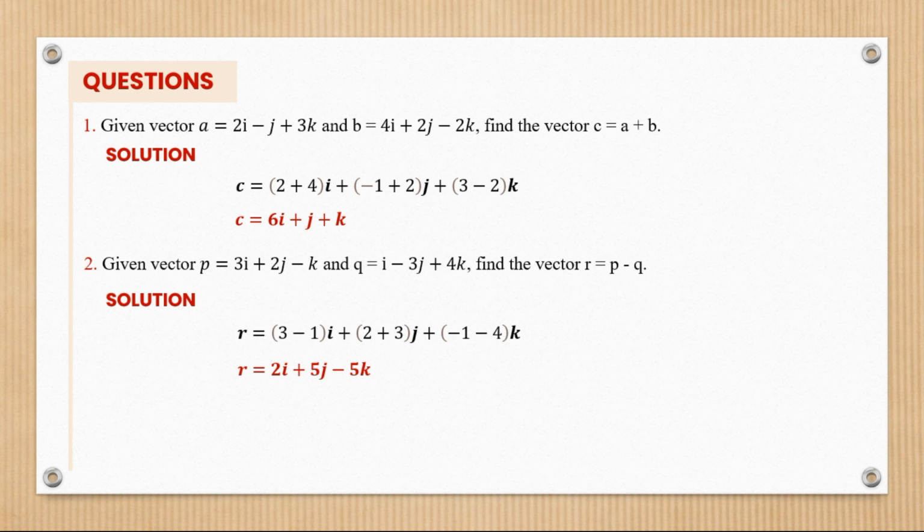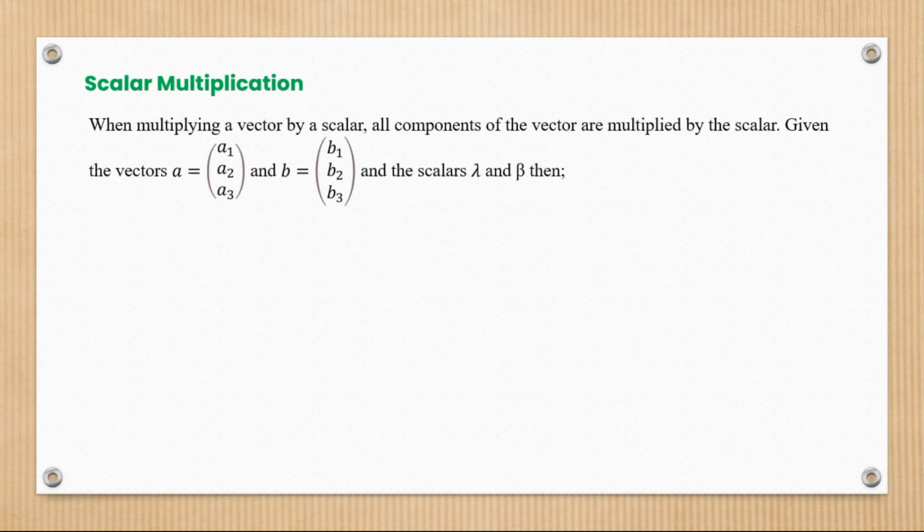So that's how we do vector addition and vector subtraction. So next we look at scalar multiplication. When multiplying a vector by a scalar, all components of the vector are multiplied by the scalar. So for example, given the vectors a, in this case we're representing them in vector form. So remember that this is the same as when we express them in the form of ai, a2j and all that. So this is just another way of representing them. So it's basically the same thing.